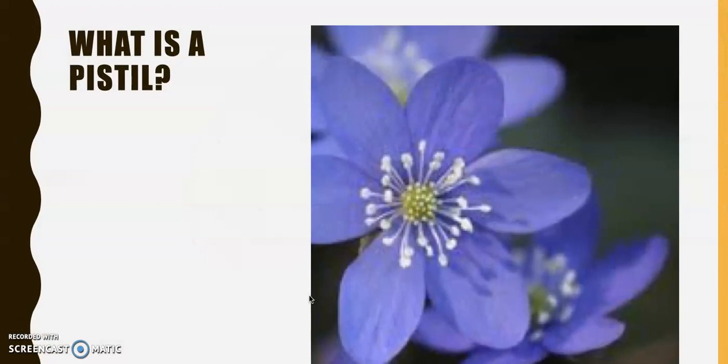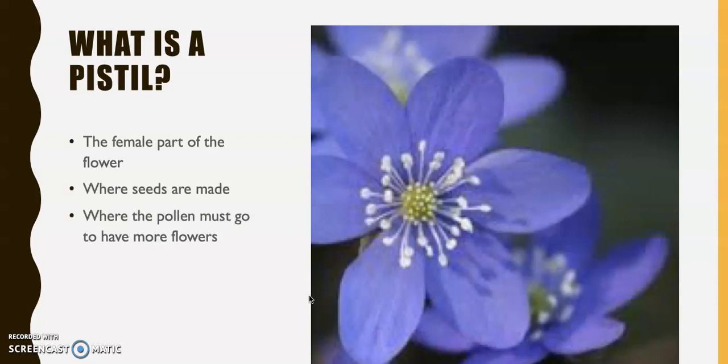Now what is a pistil? A pistil is the female part of the flower. So that's where the seeds are made and where the pollen has to go to make more flowers. So right here, this picture, you can see a blurry image of flower parts. Could you tell me, let's use our context clues. So we've got our petals right here, and then we've got our stamen, our male part of the flower right here. So that must leave this middle green part to be the pistil where the seeds are.